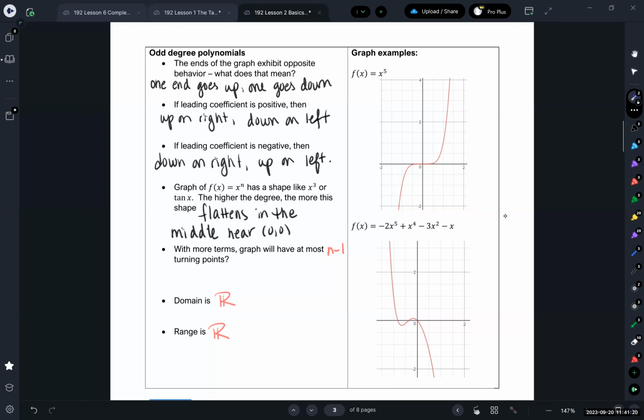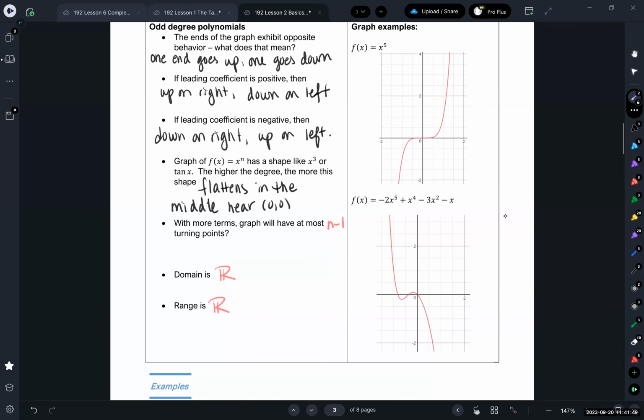They all have this sort of x to the third type shape that you can see exhibited here in the first one, but just like with the even degree ones, it's going to flatten more at the middle. These are just for the single term polynomials. But once you add more terms, the same limitation on turning points applies. In this case, I have 2 turning points. In a 5th degree polynomial, the most it could possibly have would be 4.